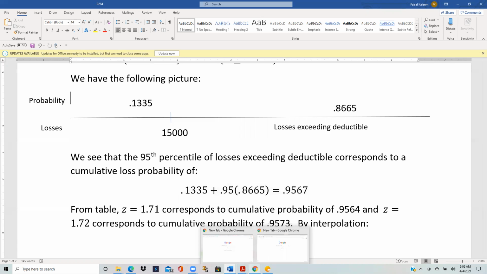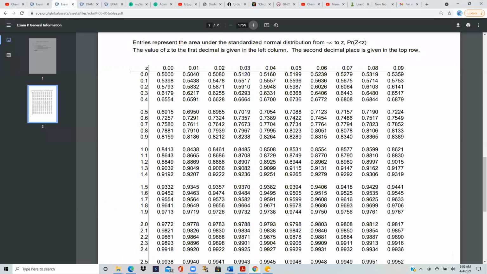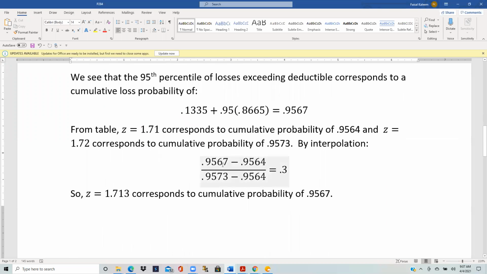So let's look at the table. 0.9567, we don't find that. We find 0.9564, that's 1.71, and then 0.9573, that's 1.72. So we do interpolation on these, and that ends up giving us 0.3. So that means Z equal to 1.713 corresponds to this cumulative probability of 0.9567.